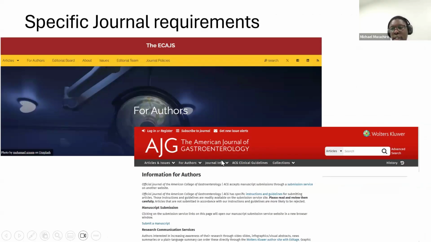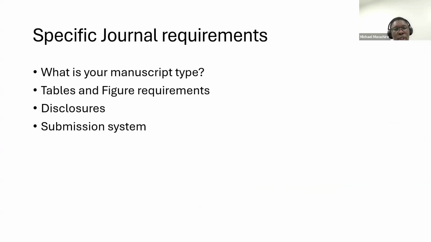So each of the sites has specific instructions and guidelines for the different types of manuscripts you want to submit. You need to decide, is it an editorial? Is it an original manuscript? Is it a case report only? Is it a video-based paper? Then they'll tell you, we only take 3 tables, 3 figures. What is their policy on disclosures, and submission systems?